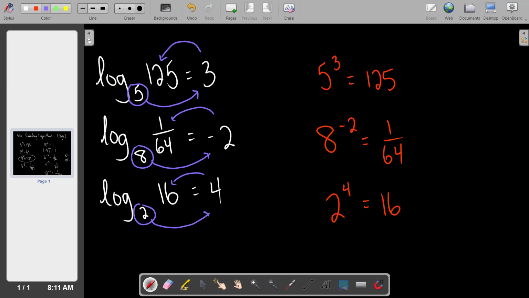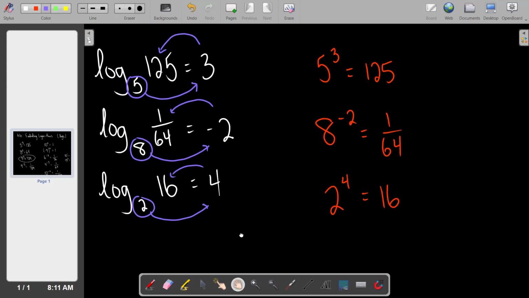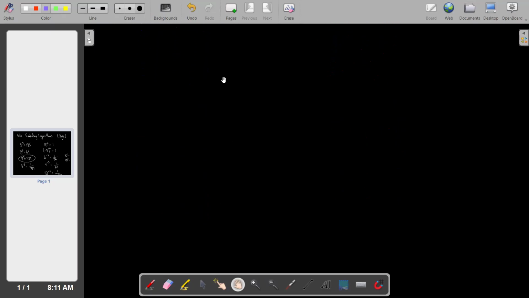And what I'm going to do now is I'm going to ask you to evaluate a logarithm. And I'm not going to give you the number on the right. I'm just going to ask you to evaluate it. So try this for me.